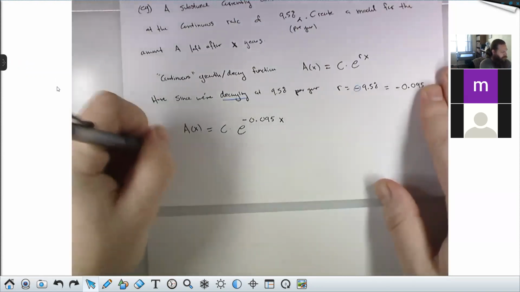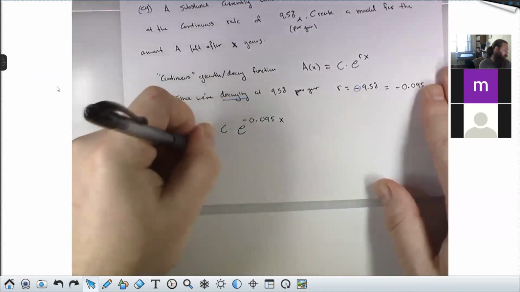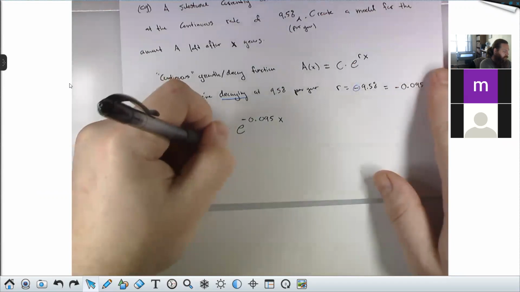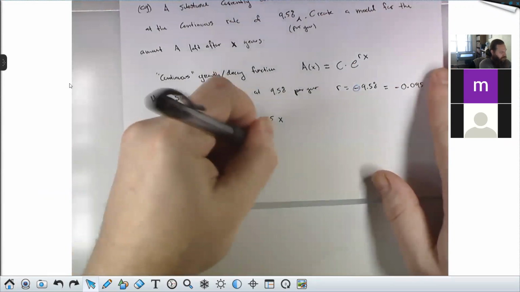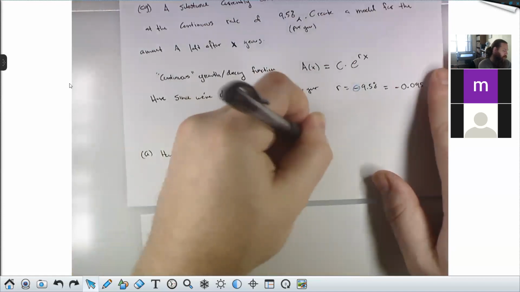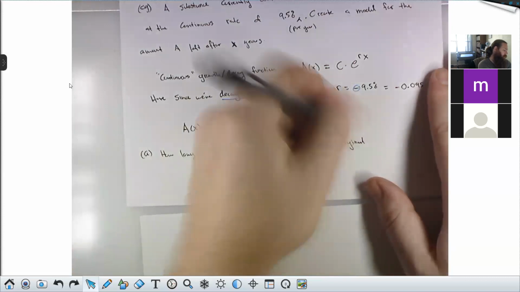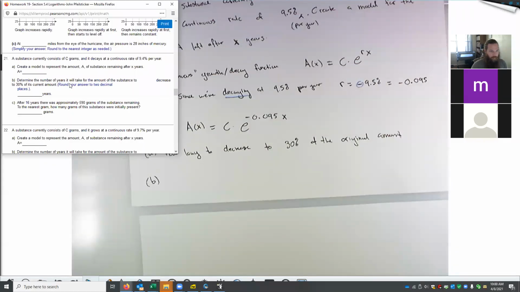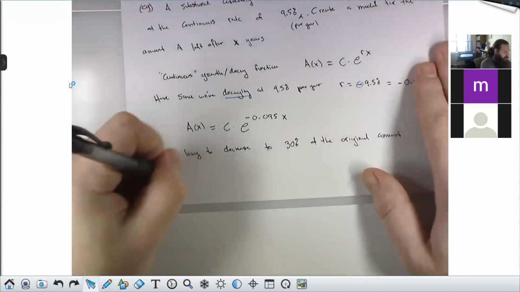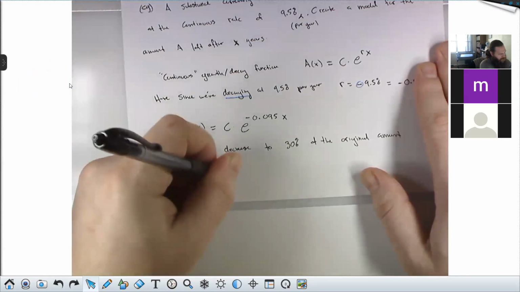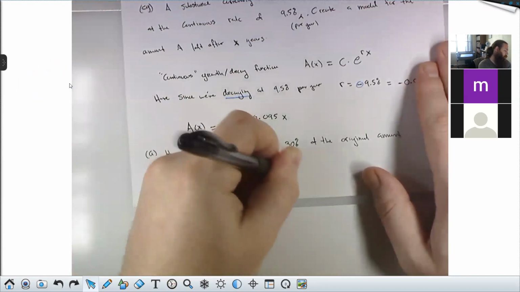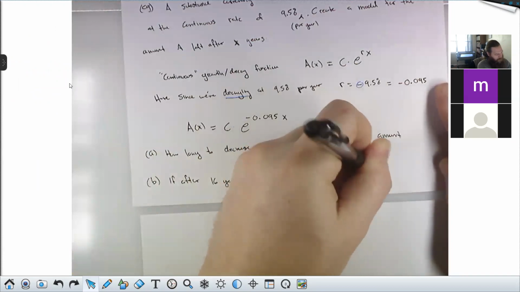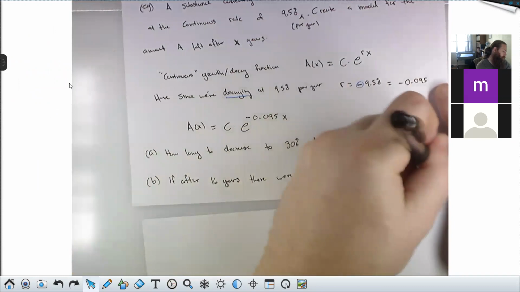I'll write the problems down here. How long to decrease to 30% of the original amount? And part B, if after 16 years there were 950 grams, how much was there originally?